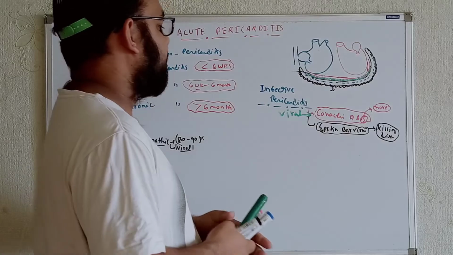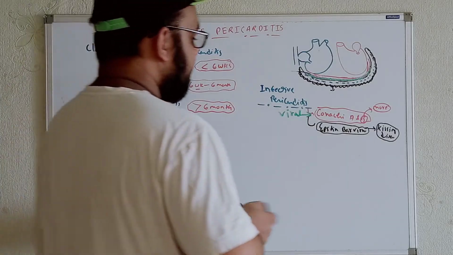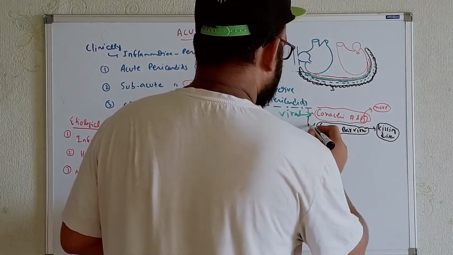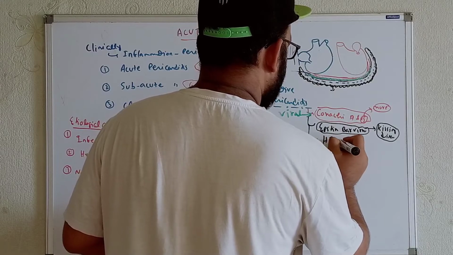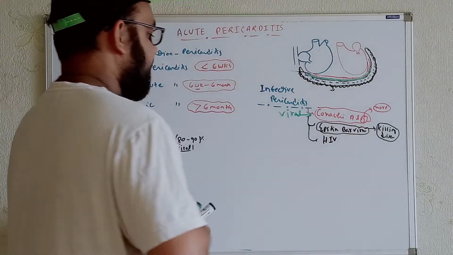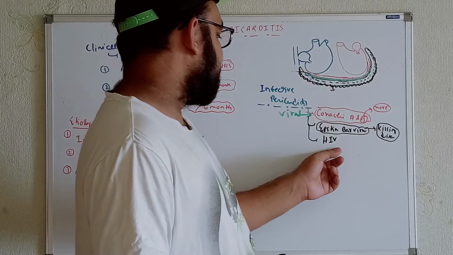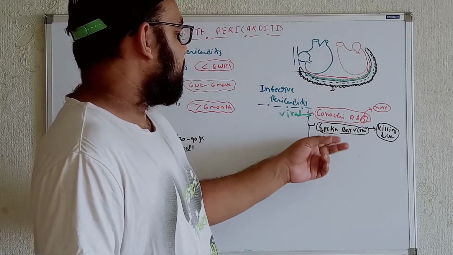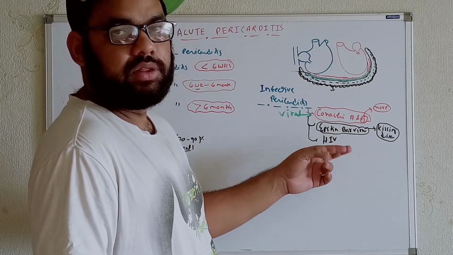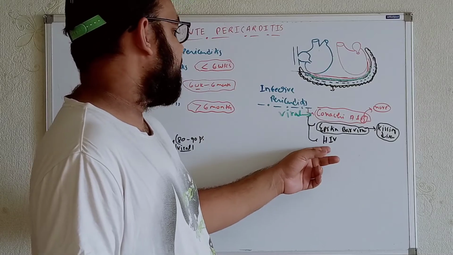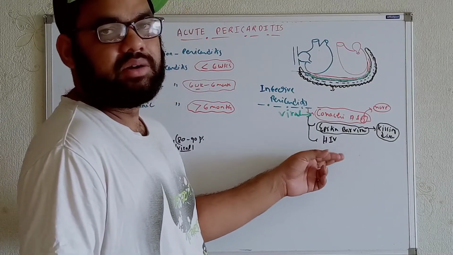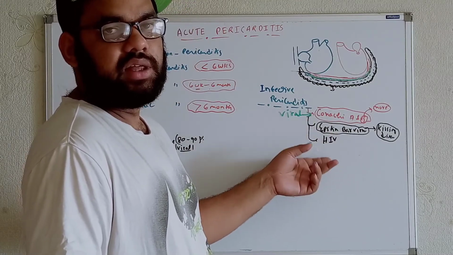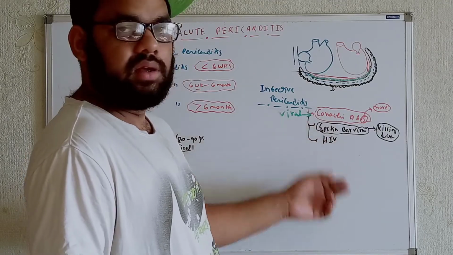Now the Epstein-Barr virus can also cause the infective pericarditis. Another cause we can say over here is HIV, which can also cause the infective pericarditis. For HIV, you can just remember this thing, that HIV causes the predisposition for TB, for tuberculosis. Okay, HIV is the predisposing factor, or you can say that it can cause the predisposition for TB within the pericardium.